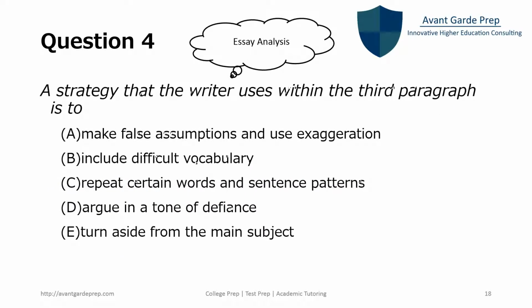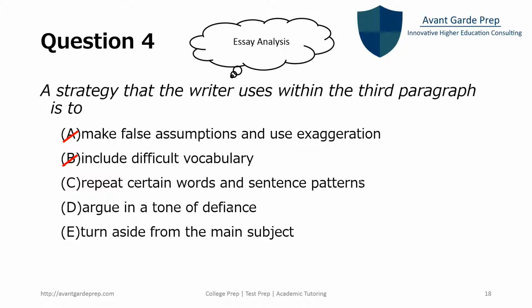A says, make false assumptions and use exaggerations. Okay, well, that's not happening here. It has nothing to do with this paragraph. It's not exaggerated or shown to be false, so A's out. B, include difficult vocabulary. There is no evidence that the vocabulary in this third paragraph is particularly difficult. I read it with great ease. No problem there. C, repeats certain words and sentence patterns. Yes, he emphasizes the point that his father's ability has benefited him in many different relationships: friends, coworkers, children, spouse, and he's using parallel structure in sentences 14, 15, and 16. He also repeats the words ability and allows and uses the same subject for each sentence in the paragraph. So yes, C does sound good.